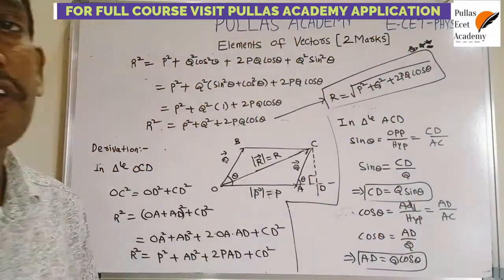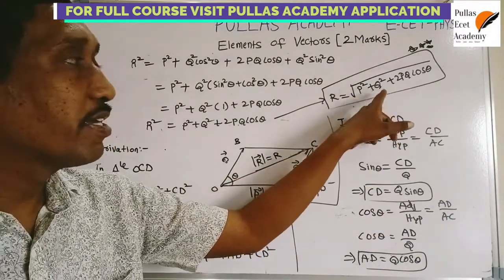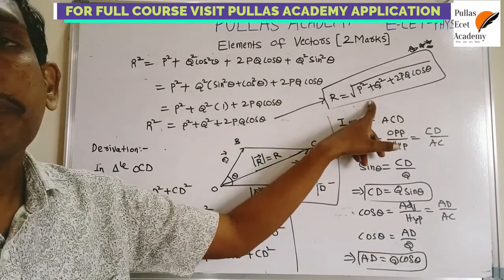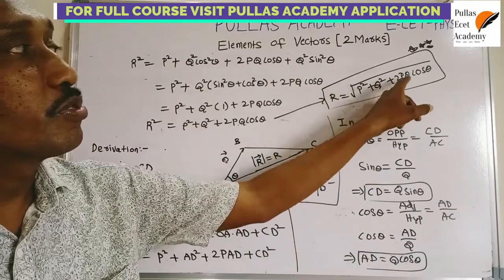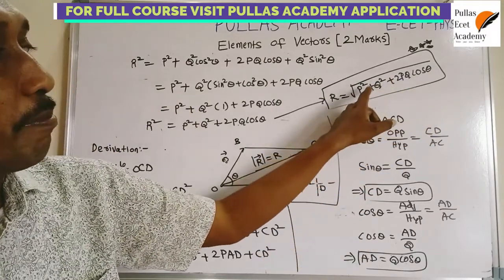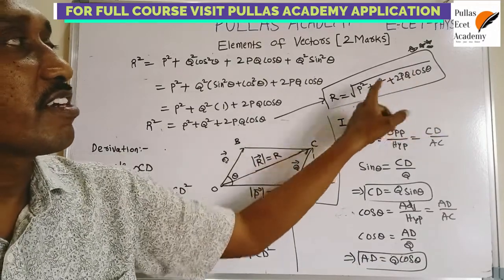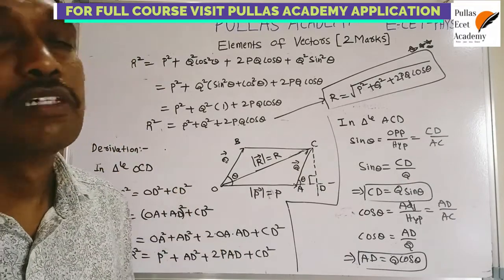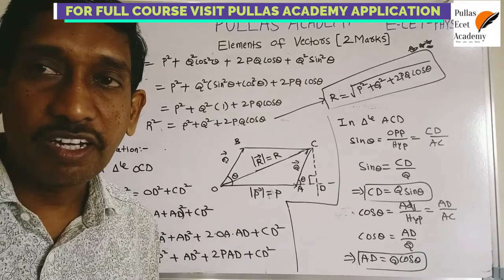Must and should concentrate here. If you want addition of any two vectors, must and should follow based on the parallelogram law of vectors. It is only possible, so we have to use this formula. R is equal to under root of P square plus Q square plus 2PQ cos theta. P is the magnitude of the first vector, Q is the magnitude of the second vector, theta stands for the angle between P and Q. So this is about the derivation of the magnitude of the resultant vector.